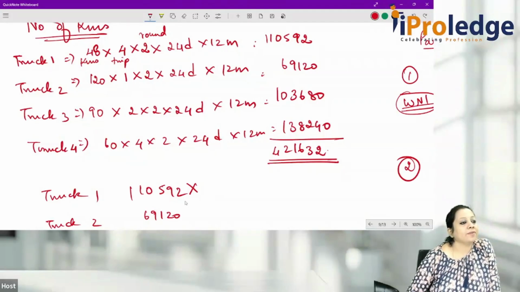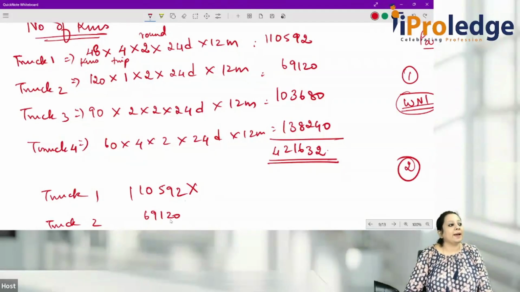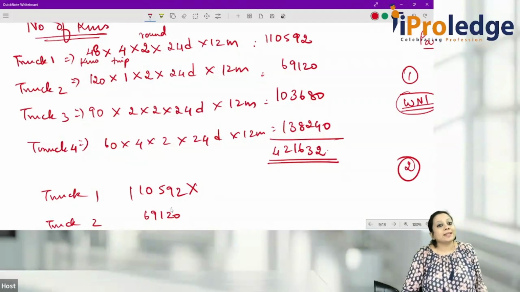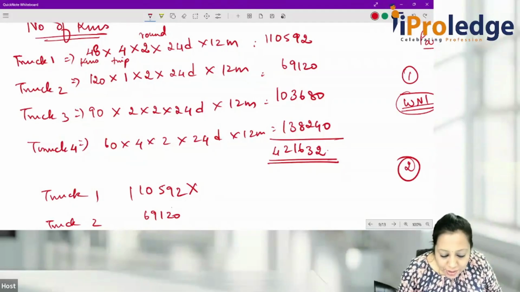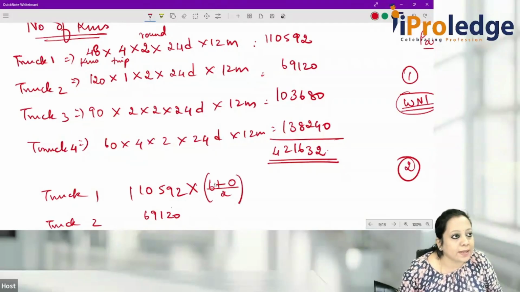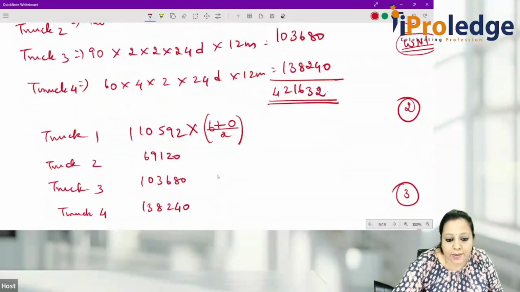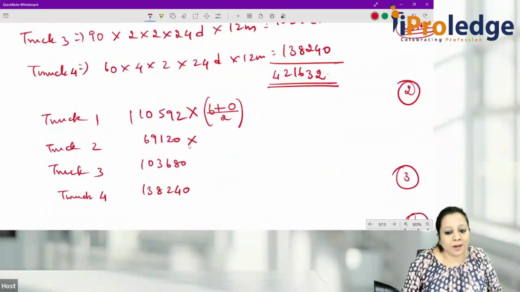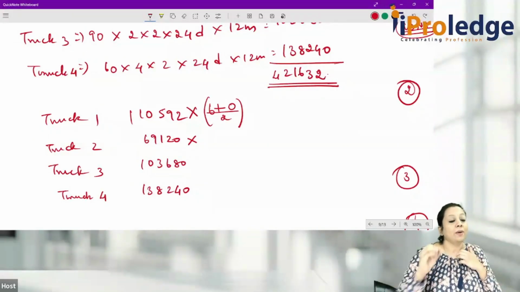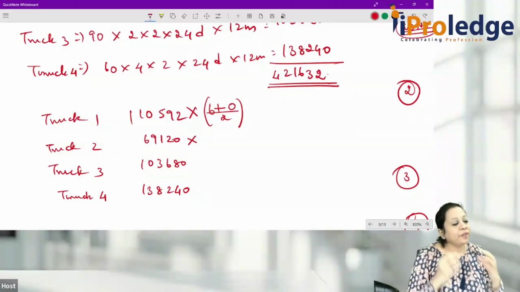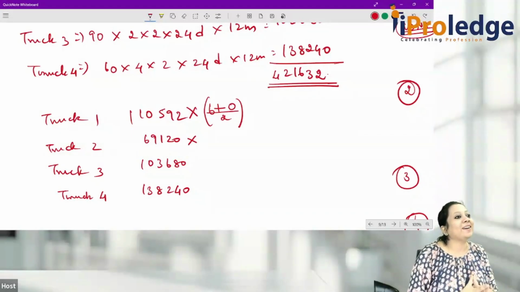They have not said whether it is coming back empty or not. So you can state your assumptions there also. Here I'm taking an average. I'm assuming that it is coming back empty and going with the weight. So in that case, it is going to be 6 plus 0 divided by 2. Isn't it, students? What is the meaning of that? That 1,10,592 full kilometers, I'm having weight up.